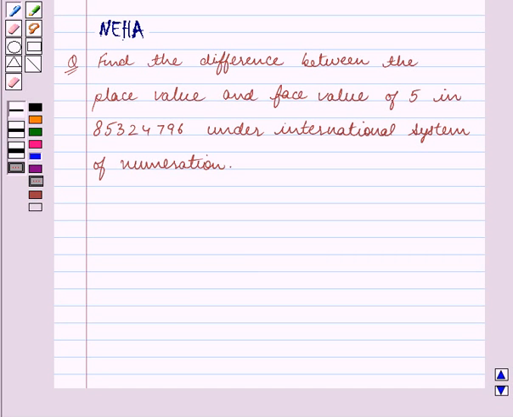In this session, we will discuss the following question, and the question says, find the difference between the place value and face value of 5 in 85,324,769 under International System of Numeration.